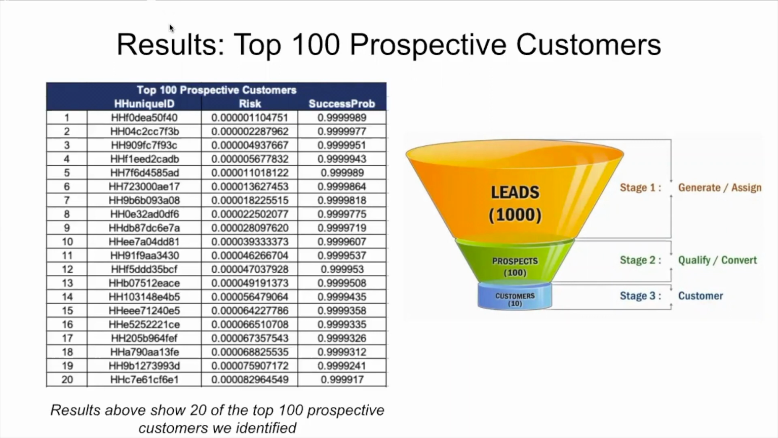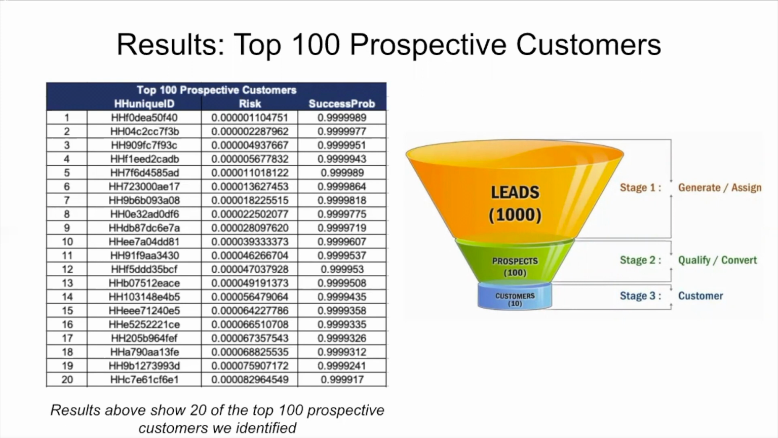Looking at the results from the top 100 prospective customers, we can see on the left-hand side 20 of the top 100 customers that we identified. On this chart, we can identify them by the unique ID, and then we also see the risk and the success probability. Looking at success probability, we can see that it's descending with 0.9999989 at the top, and then it descends down. We classified it in this way to show which unique IDs would have the highest success rate, as well as risk on the other side. It shows the risk of these unique IDs.